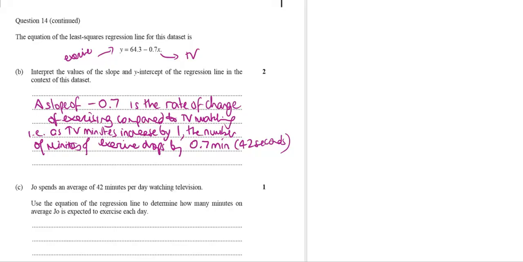The y-intercept of 64.3 tells us how many minutes of exercise would be expected if there was no TV. If no TV watching, 64.3 minutes of exercise is expected.